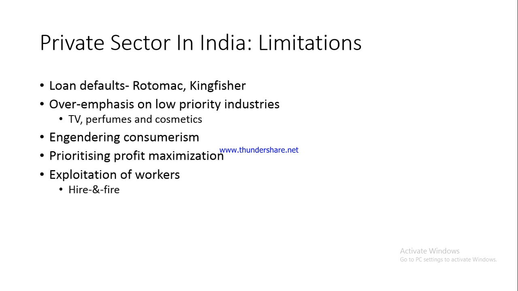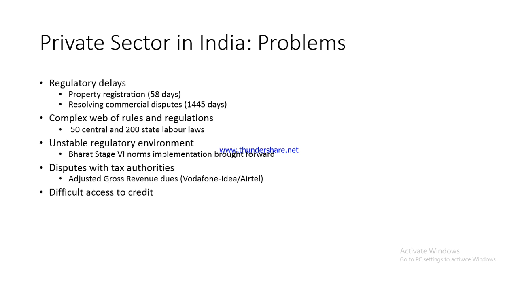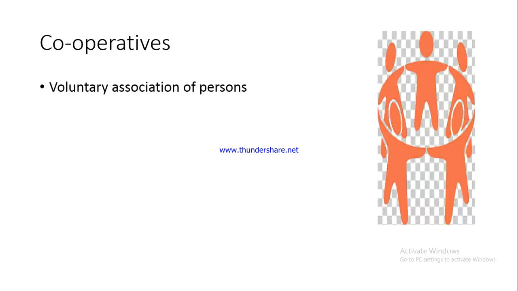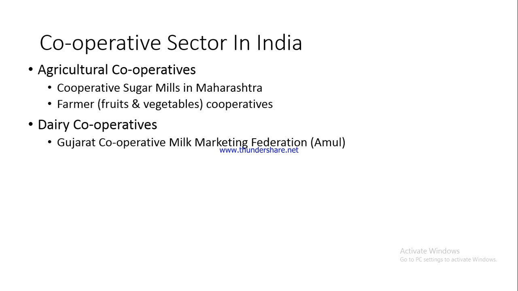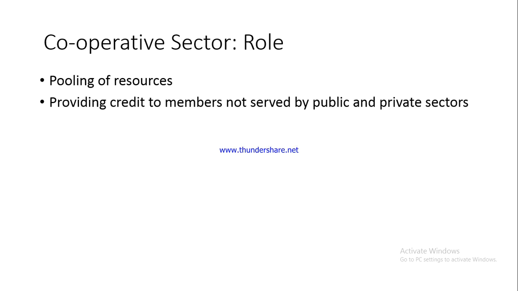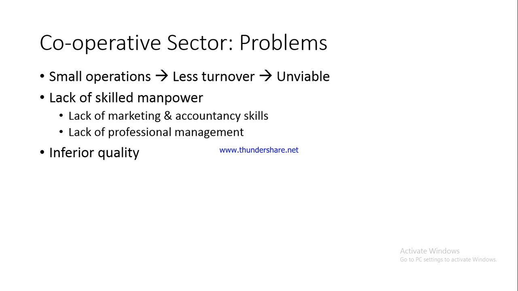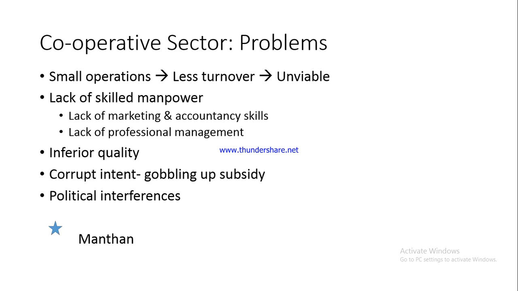We also had a look at the limitations of the private sector as far as the Indian economy is concerned, and the problems that they face. Then we moved on to our discussion on cooperatives, wherein we talked about what the different types of cooperatives seen in the Indian economy are. We also talked about the role of the cooperative sector and the problems faced by the cooperative sector here in India.